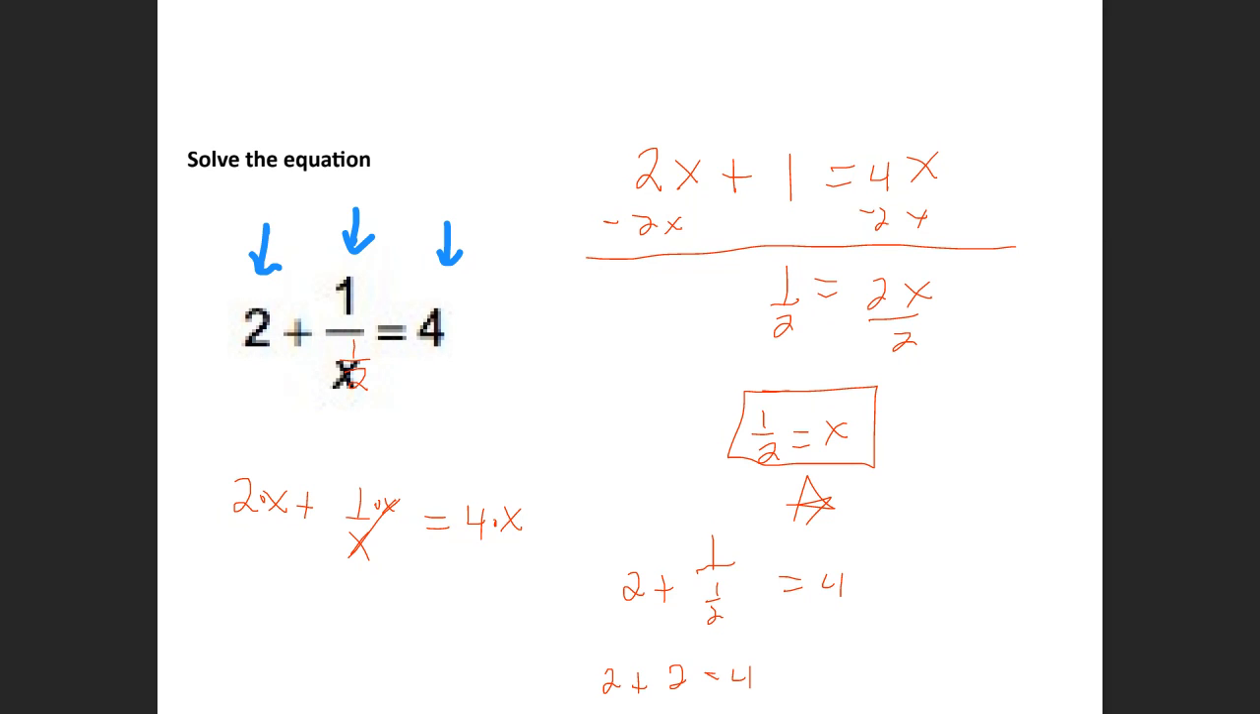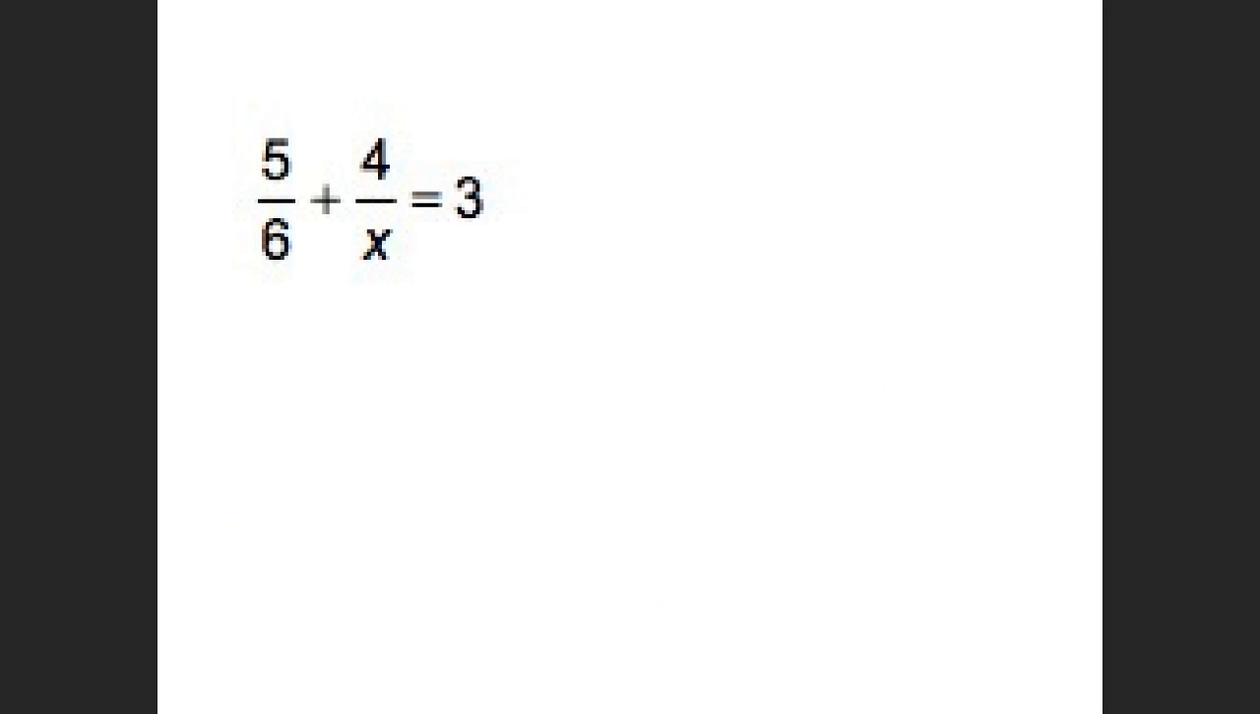Let's try another one. I have 5/6 plus 4 over x is equal to 3. So what is my lowest common denominator? In this problem, my lowest common denominator is going to be 6x. I'm going to multiply every single term by 6x. I'm going to multiply this term by 6x, this term by 6x, and this term by 6x. And what do I get?